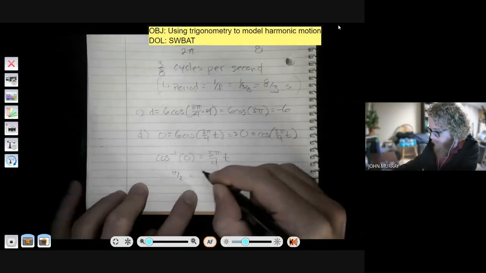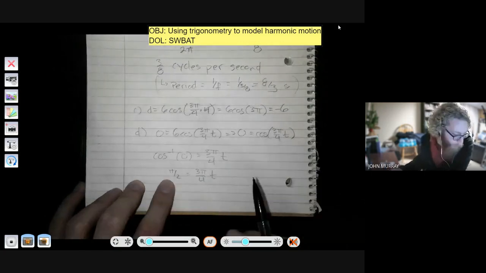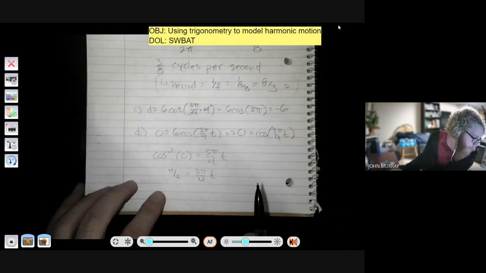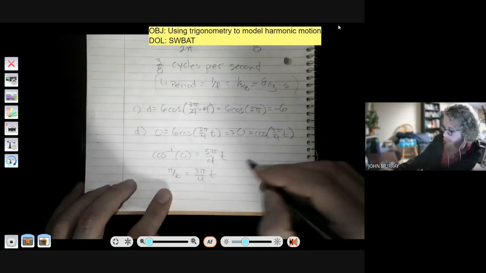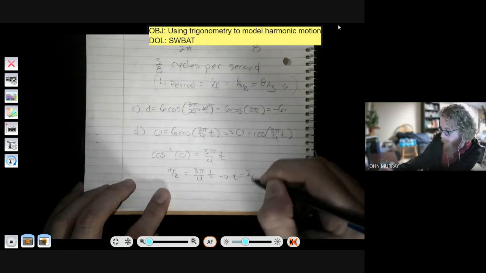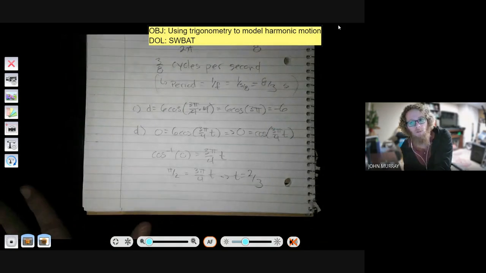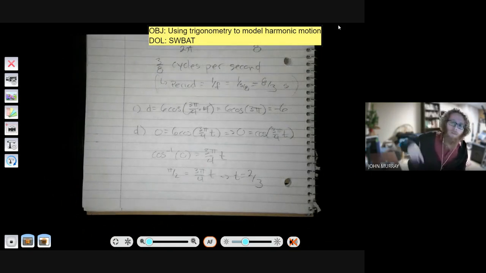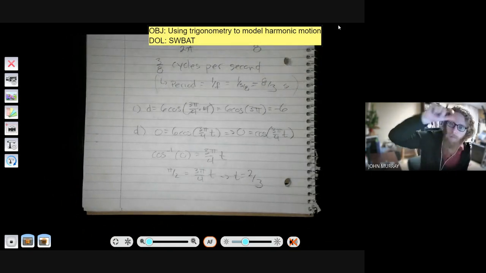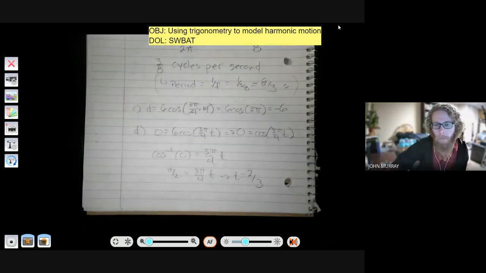So I get pi over 2 equals 3 pi over 4t. And then we would divide both sides and we would get 2/3. So in 2/3 of a second, in 0.666 seconds, whatever we have, the weight, the ball, whatever is moving in harmonic motion, goes from the top to the origin, to the center.